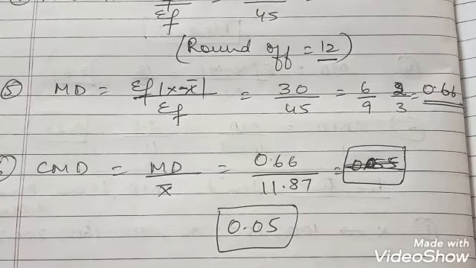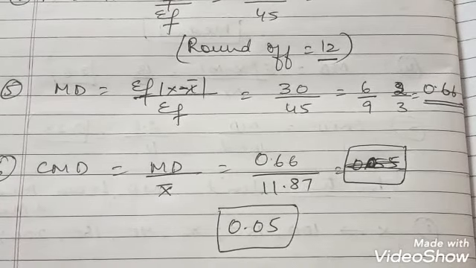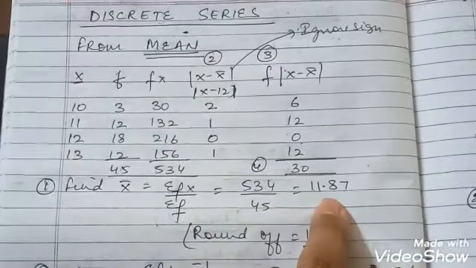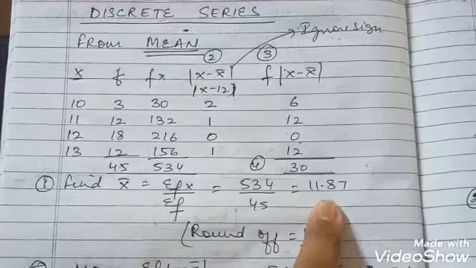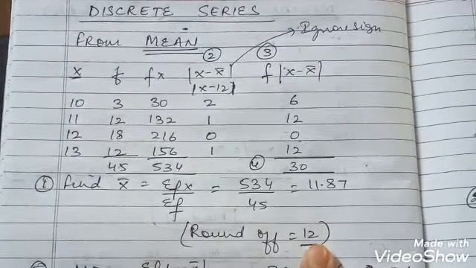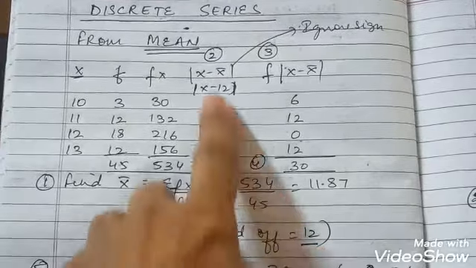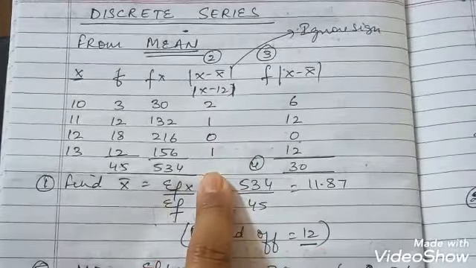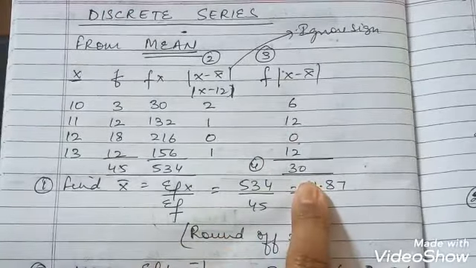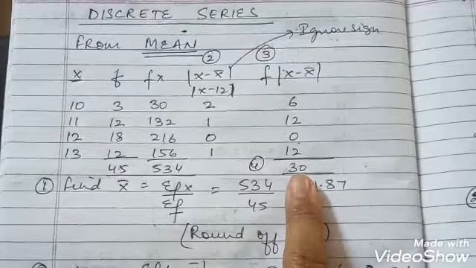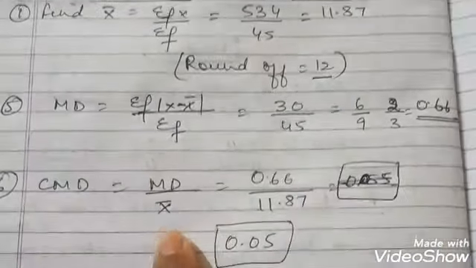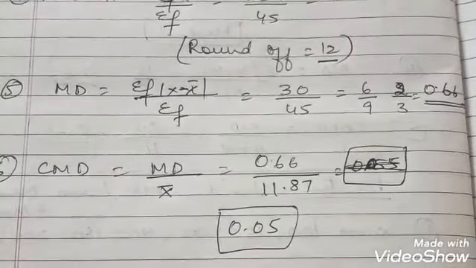Children, you have to solve up to two decimals. I repeat the whole thing once for your convenience. First you find the actual mean 11.87. You round off to 12. You know how to round off: if it is 0.5 or more, go to the next number; if less than 0.5, keep the previous one. And then you find deviations ignoring the sign. Multiply each deviation with f, find f into modulus of x minus x bar, and then you get the total. Apply that in the formula, and then you find the coefficient of mean deviation from mean.